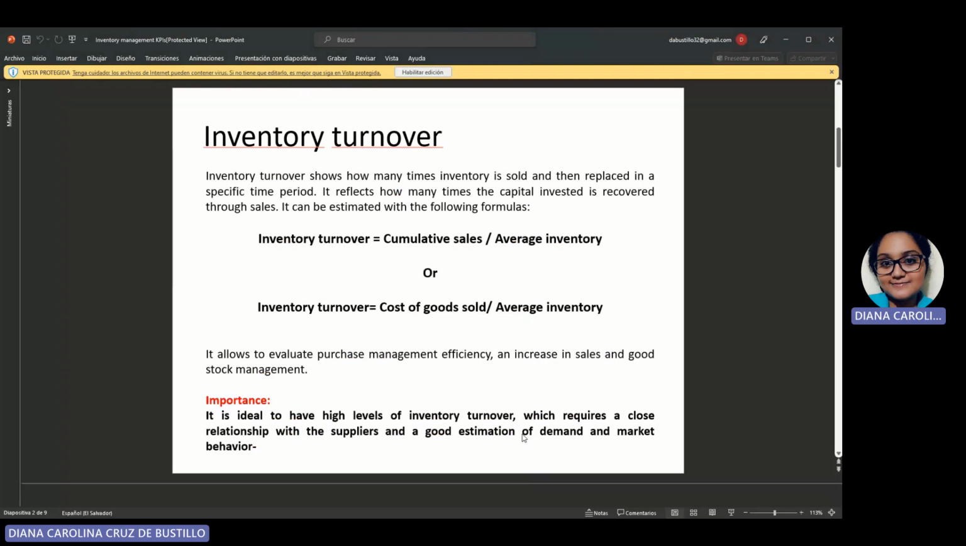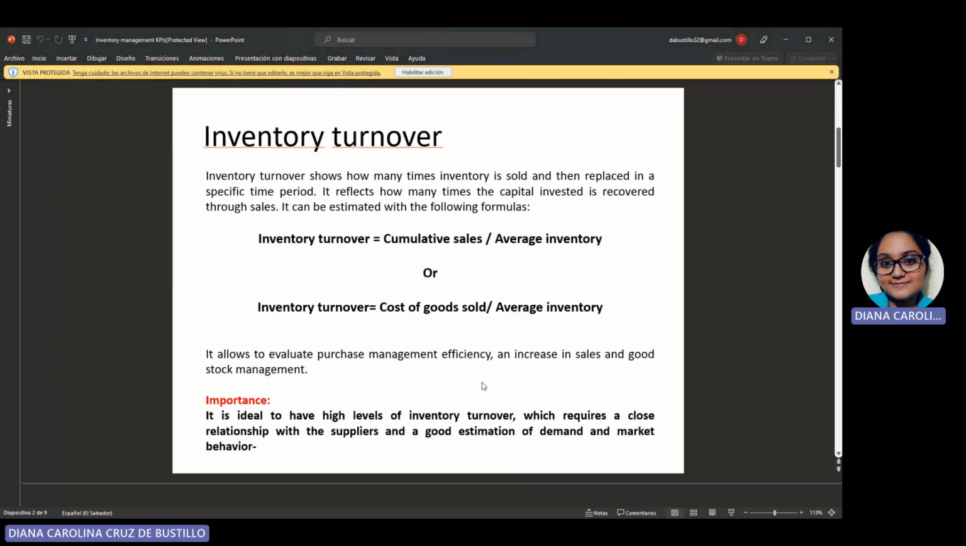You can estimate the inventory turnover ratio with two formulas. The first one is the cumulative sales divided by the average inventory of a certain period of time, or the cost of the goods sold during a specific period divided by the average inventory. The average inventory can be estimated as the inventory at the beginning of the period plus the inventory at the end of the period divided by 2, unless there are significant seasonal factors, right? So we are going to make a couple of exercises for you to be able to better understand how to do this.